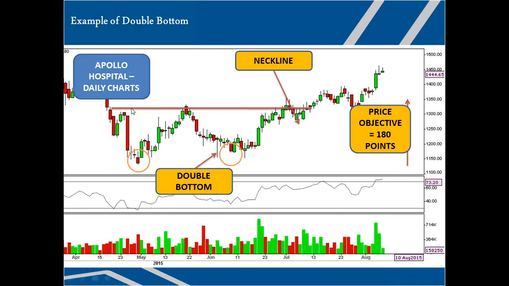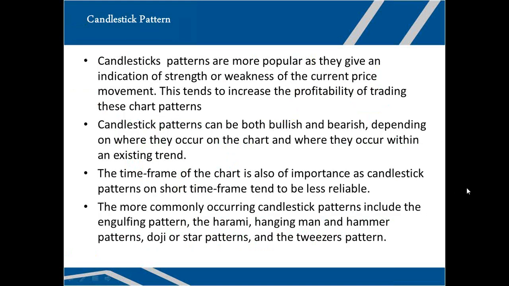You see here, this is a chart of Apollo Hospital. We are having a double bottom formation here. Mind you, it need not be a perfect V. It is not possible to have a perfect V, but if it's more or less in that region, you can see here, from here this neckline was held, and the price went ahead and met the price objective. This is a double bottom formation.